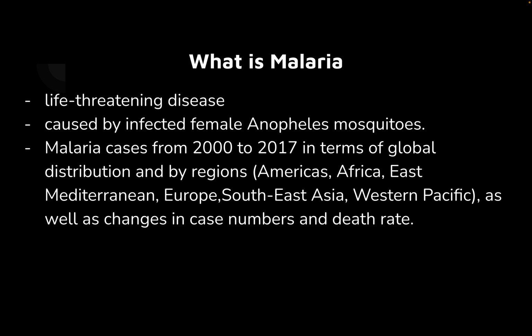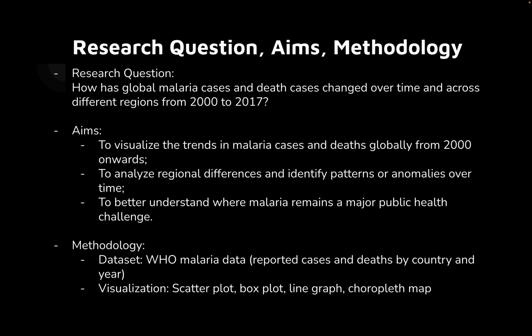Malaria is a life-threatening disease caused by infected female mosquitoes. Malaria cases from 2000 to 2017 in terms of global distribution and by regions is what we explored, as well as the changes in case numbers and death rate.